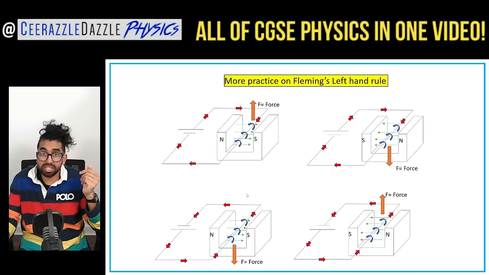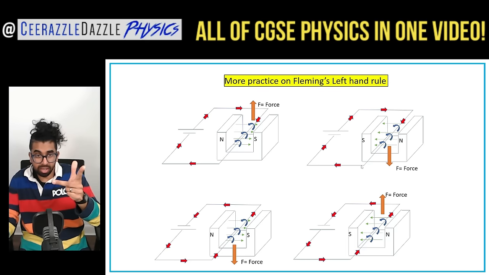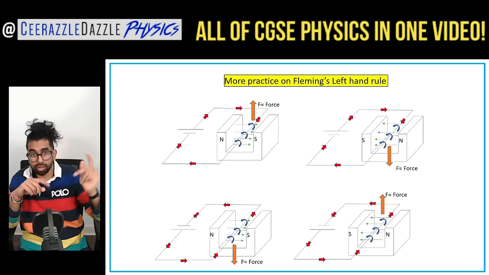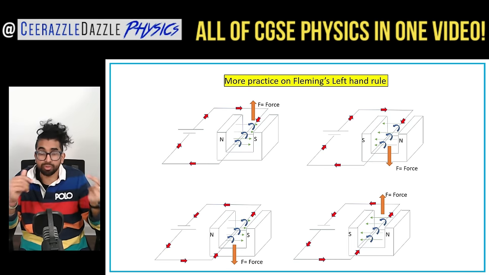More practice on Fleming's left-hand rule. Over here, I've got 4 diagrams and they're slightly different. Look carefully, they're slightly different. You should be able to take out your left hand and verify the direction of the force. Don't forget, when you're using Fleming's left-hand rule, you should do the field direction first, then rotate your hand for the current. So do the field first, rotate your hand for the current, and then you can determine the direction of the force by which way your thumb is pointing.